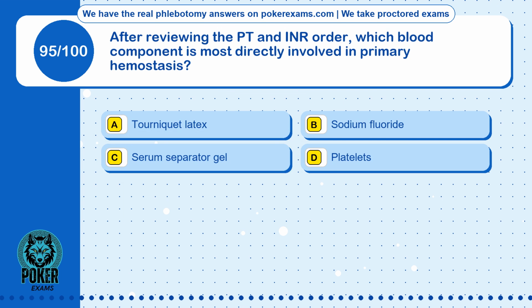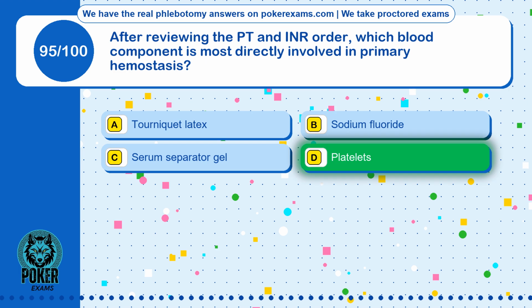Question 95. After reviewing the patient and INR order, which blood component is most directly involved in primary hemostasis? Option A, tourniquet latex. Option B, sodium fluoride. Option C, serum separator gel. Option D, platelets.